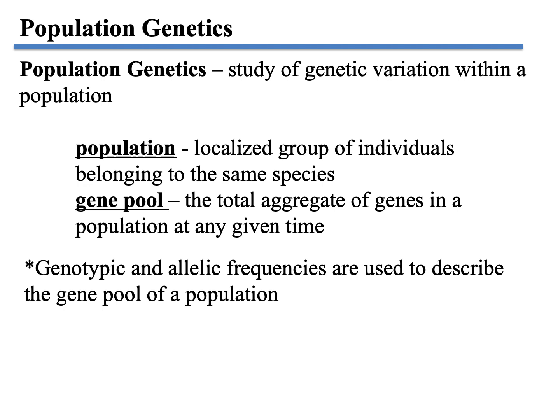Within that population, we can also refer to the gene pool, which is the total aggregate of genes in a population at any given time. For the most part, throughout the semester, we have focused on individual or single genes, and we've looked at individuals rather than groups. However, with population genetics and evolution, there is a switch to looking at genotypic and allelic frequencies in the population as a whole.